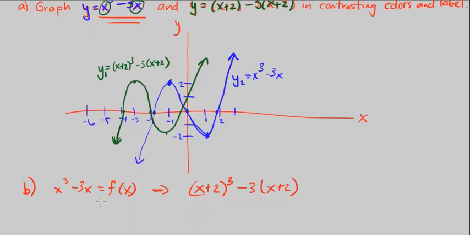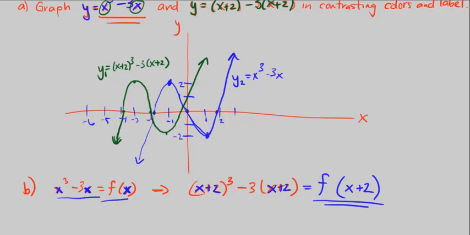So if I know f of x is defined right here, then if I want to find what this is in terms of f, this is basically going to just be the input instead of x here, right? Here's an x in f of x. That means the output is x cubed minus 3x. So instead of x cubed, I have (x plus 2) cubed. And instead of 3x, I have 3 times (x plus 2). So that means my argument has to be x plus 2, okay?